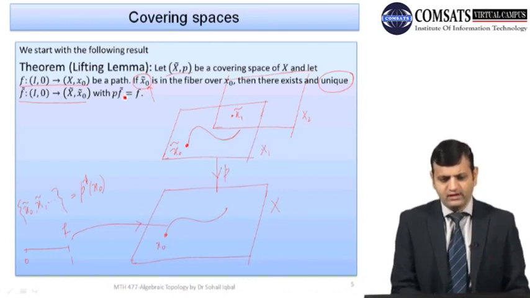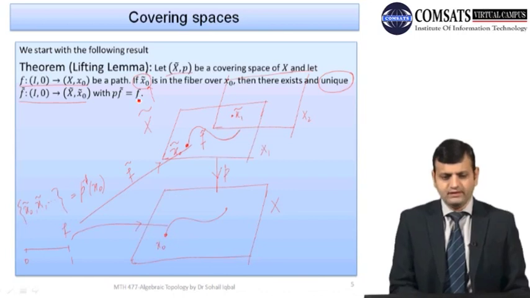Okay, and if we have a lift of this path, then if it is a path, there will be a map from the closed interval [0,1] to this covering space X tilde. And this result also says that if I move along F tilde and then move along P, I will reach the same path. So these are very, very strong conditions.